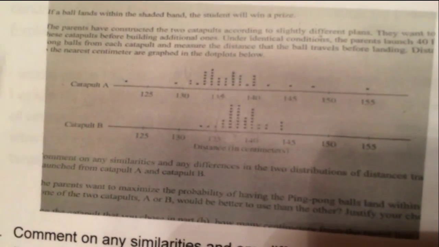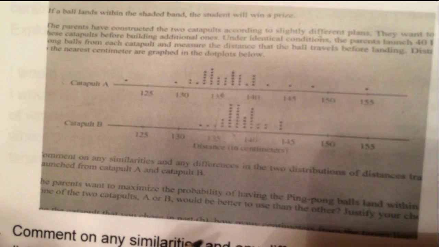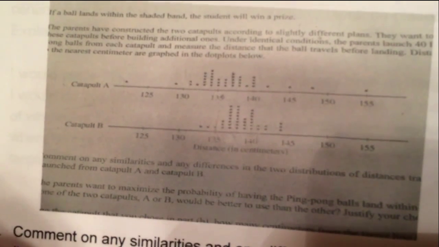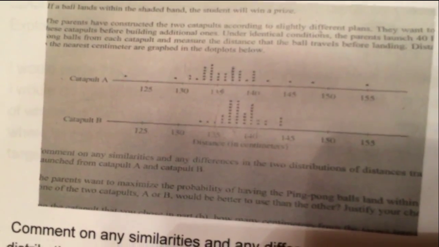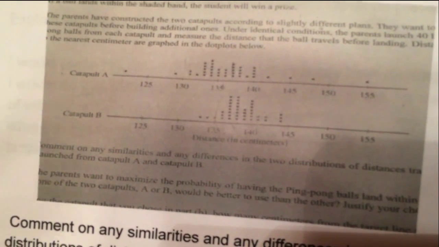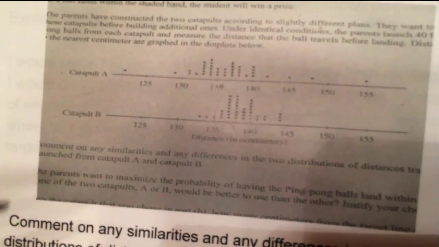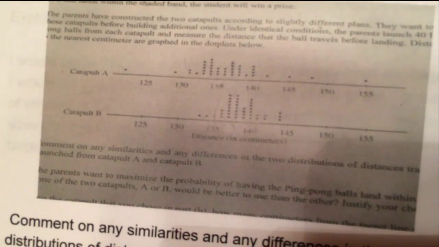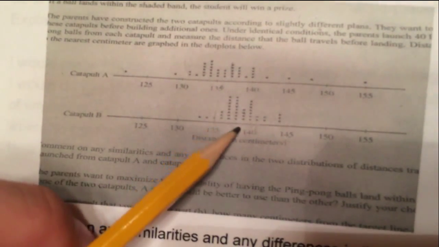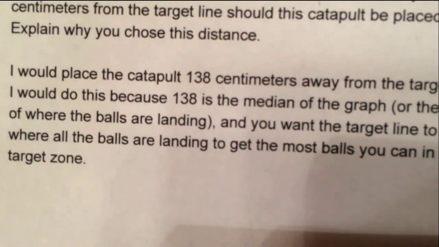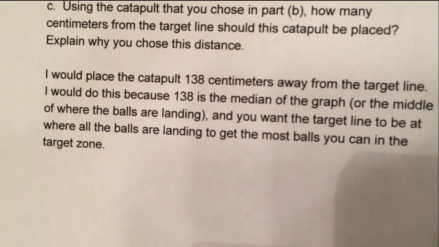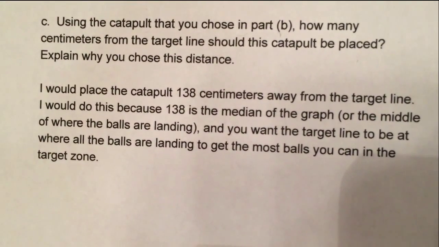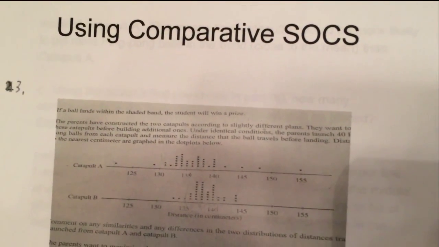The target line's in the middle of that, so 2.5 cm. So we want our median, or the center of this, where the balls are going to be landing, to match up with the center, or the target line of the field. So if these two match up, that will give us the most likely chance of getting the most ping pong balls within this zone, which will conclude our three questions A, B, and C, and will teach us how to use comparative SOCS.